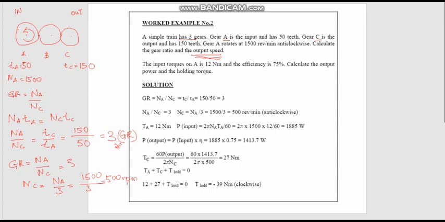So the rotation direction of C can be determined from here. We know that the rotations of gears that are meshed together reverse from one to the next. So if A is clockwise, B is counterclockwise, and if B is counterclockwise, then C would be clockwise. Here A is anti-clockwise, so B is clockwise and C will be counterclockwise.